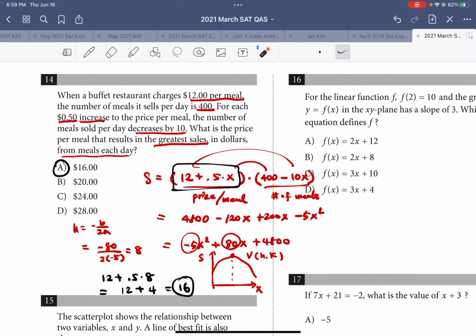So you need to find the expression for price per meal and number of meals. Every time you increase by 0.50, it will decrease by 10 each time. And then you get the quadratic. And then to have a maximum profit, what is the X value at that time? So H is negative B over 2A. Then I got 8. But what is the price per meal at that time? So then you plug it in here, right? So 12 plus 0.5 times 8, 8 times you're going to increase. So then $16. Then you're going to get maximum profit.